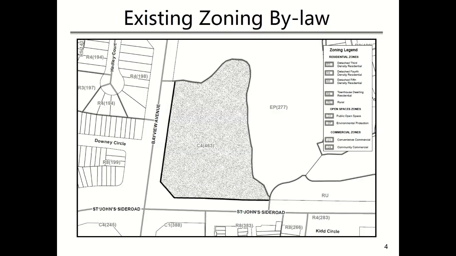The property is also zoned Community Commercial Exception 463 zone by the Town of Aurora zoning bylaw as amended. This zone generally permits a range of commercial and retail uses on the property. Residential is not permitted as of right.